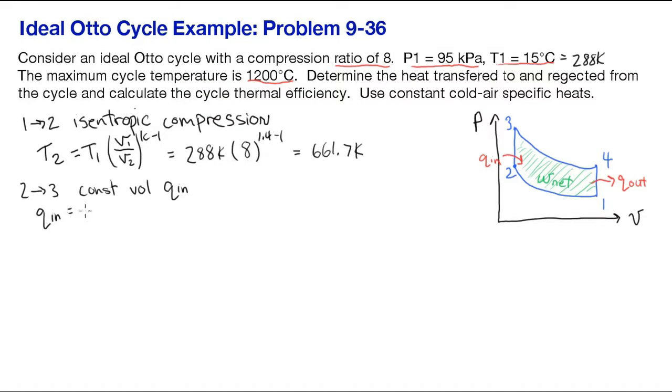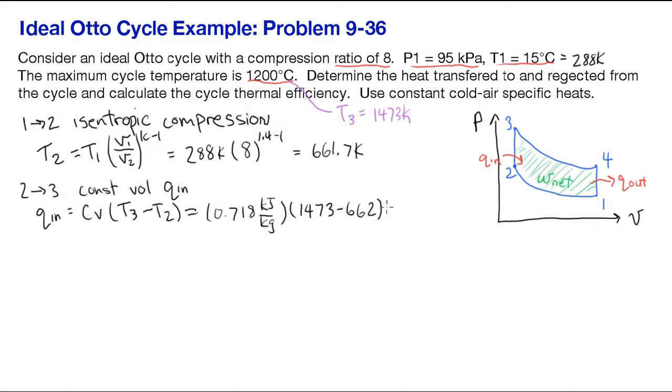From state 2 to state 3 is combustion. We treat it as a constant volume heat addition, so we use Cv multiplied by the temperature difference. We know at state 3 the temperature is 1473 Kelvin, or 1200 Celsius. Cv for air is 0.718 kilojoules per kilogram-Kelvin. Plugging these numbers into our calculator, we end up with 582.5 kilojoules per kilogram of heat addition.